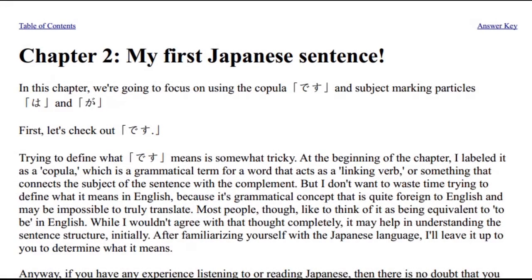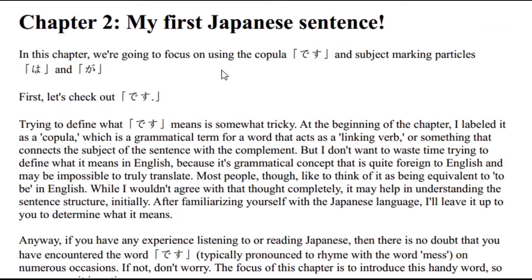In today's video, we're going to go through chapter 2 of my textbook, where we will learn how to use des, wa, and ga. Very important lesson, extremely useful. So, without further ado, 始まりましょうか。よろしくお願いします。Alright everyone, here we are, chapter 2, my first Japanese sentence. Today we're going to focus on learning about the copula des and the subject marking particles wa and ga. So first, we're going to check out using des.